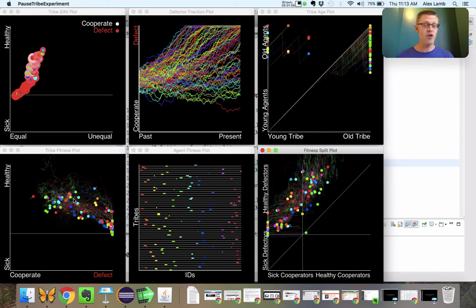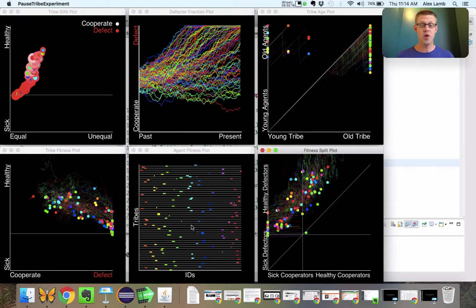Okay, panel number 4. This is another feature space thing. Every dot represents a tribe, and we've got them wandering around here. They move over from left to right if there's a bunch of defectors, and likewise the other way for cooperators. They move up if they're healthy, down if they're sick. You get the general idea.